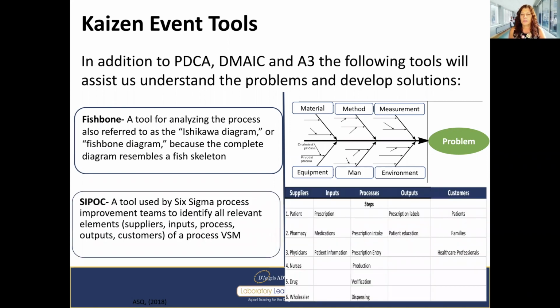We can also use a SIPOC, and this is a tool to understand every step in the process from the time the supplier gets involved to the time of the customer. So every step along the way: supplier, input, process, outputs, and customer.